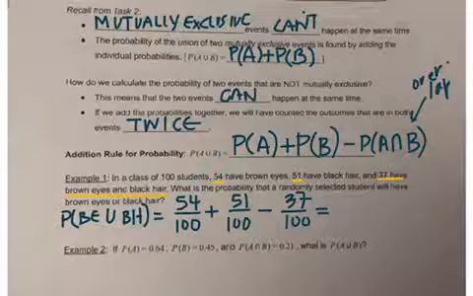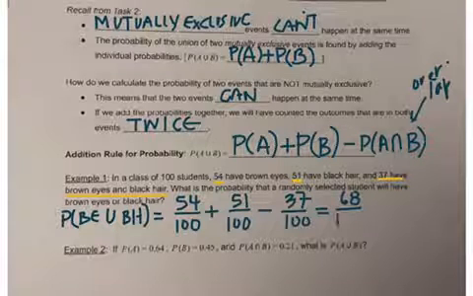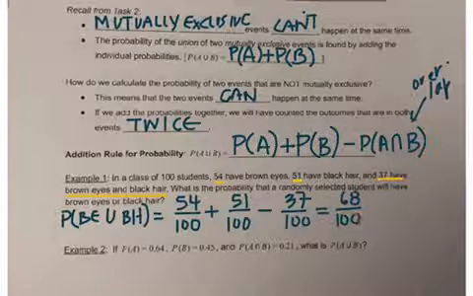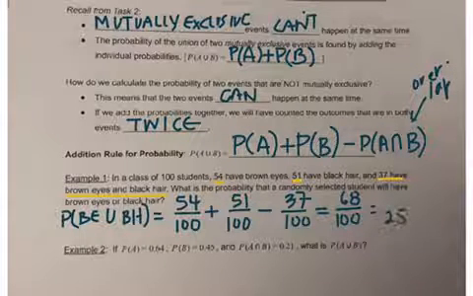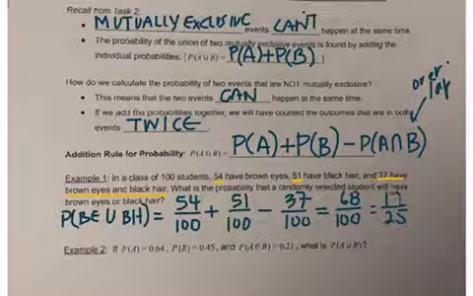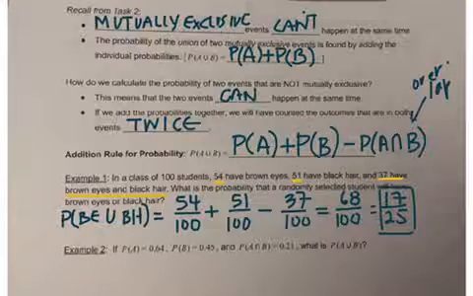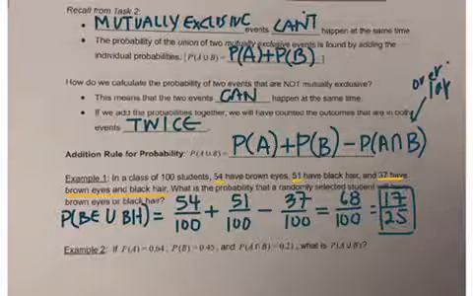So if we add the numerators, 54 plus 51 minus 37 gives us 68. And because we're adding common denominators, the denominator stays the same. This does reduce. Both numbers are divisible by 4, so we can divide 100 by 4 and get 25. Divide 68 by 4 and you get 17. So the probability that we select a random student with brown eyes or black hair is 17 out of 25.